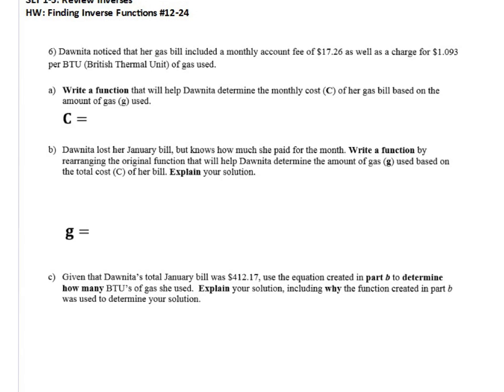Okay, so now we have to write an equation. Anytime I see the word per, that is my slope. And any flat fee is my y-intercept. So her cost is going to be 1.093 times gas plus $17.26.